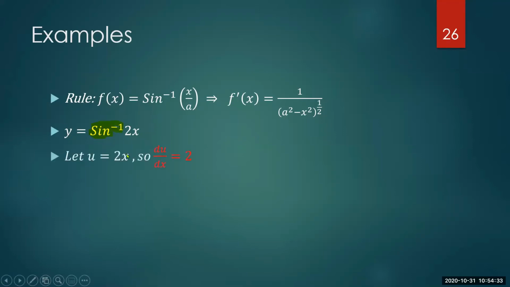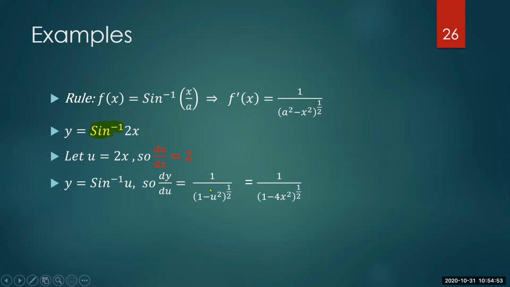So we let u be equal to 2x as we want to differentiate this. So du dx is equal to 2. And then y is the arc sine of u. So dy du is equal to 1 all over 1 minus u squared all to the power of a half. And that is from this rule up here.